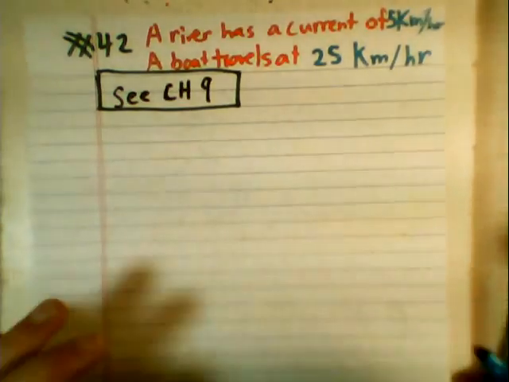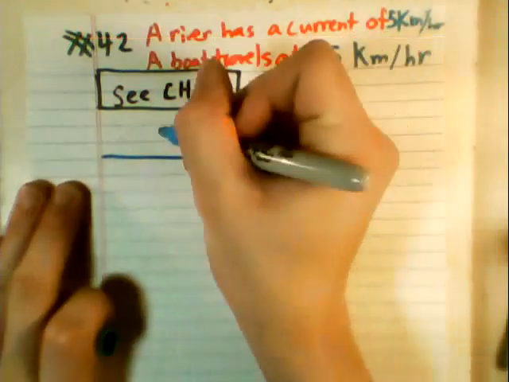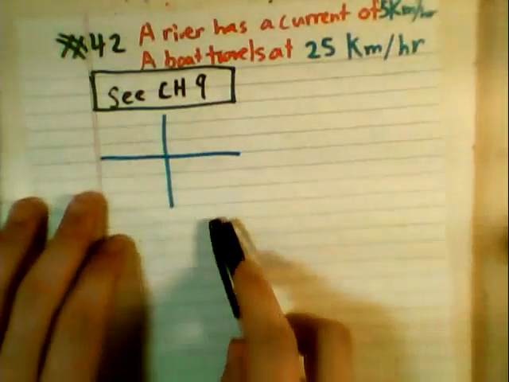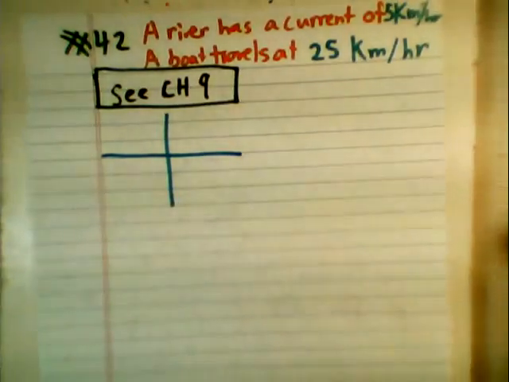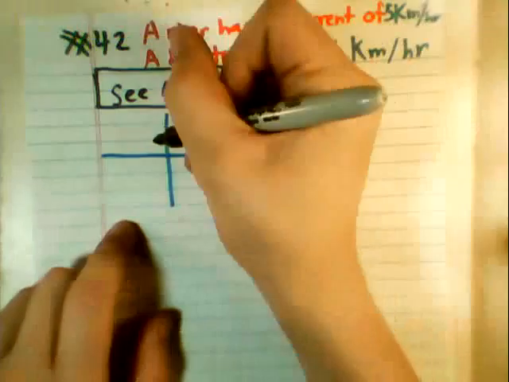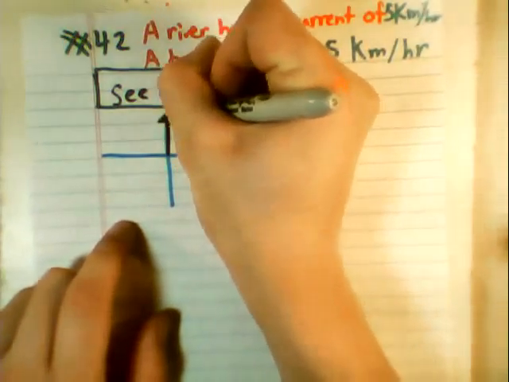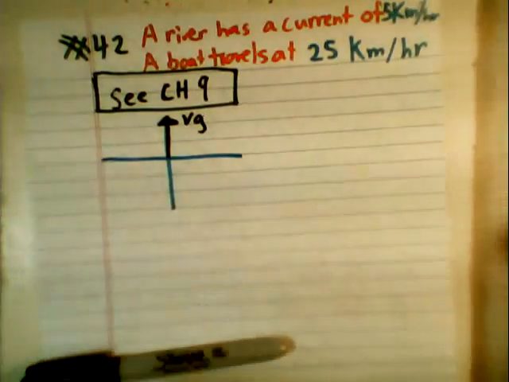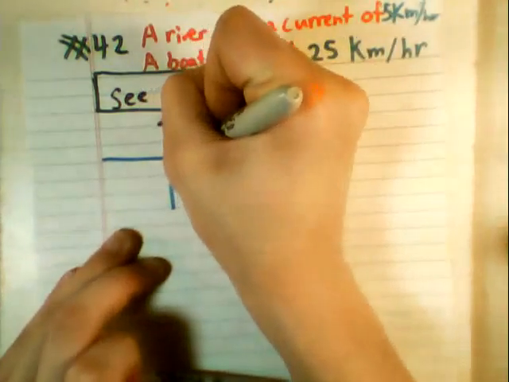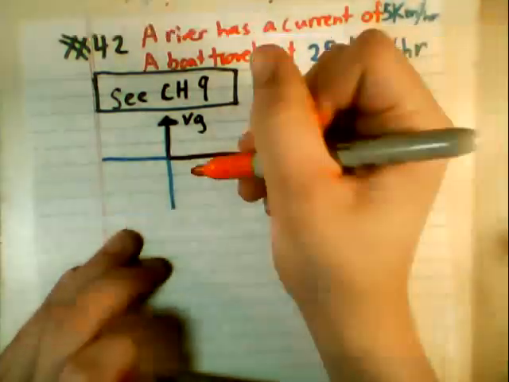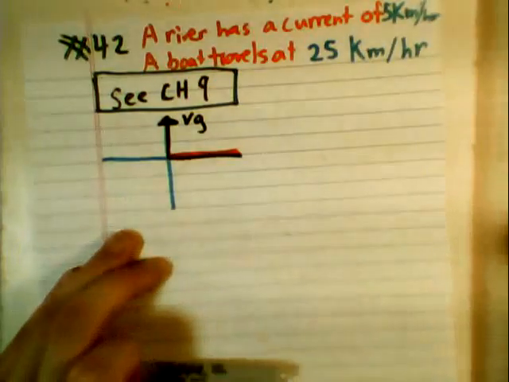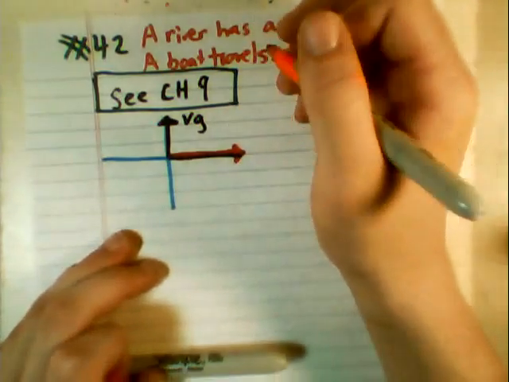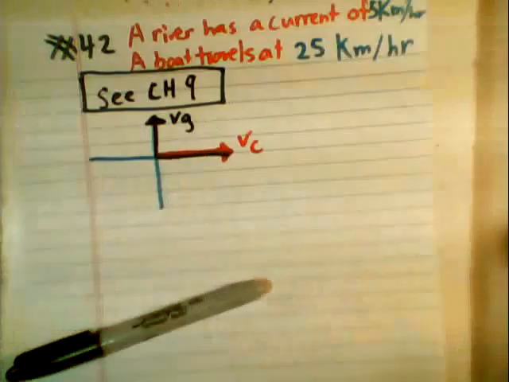Okay, so whenever we do this, I always draw this chart, and Miss Keenan does too, because this is how it is laid out. So here's our X and Y axis. We have the direction of the boat, which is going straight up, and that's usually called VG. We have VC, which is heading this way, and that's the direction of the current, VC.